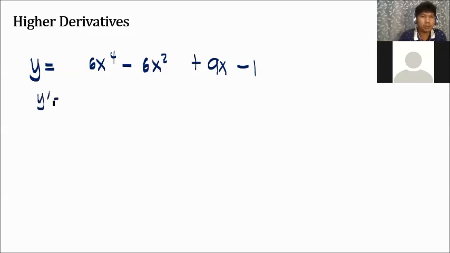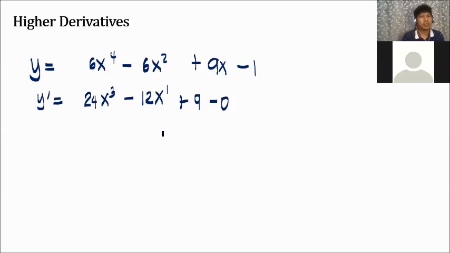Y prime is equal to, because this is 6, this is 4, that is 24x raised to 3 minus, this is 6, that is 2, that is 12x raised to 1 plus, this is 9, right? 9x, so that's just 9 minus 0. Okay? Then y double prime, so second derivative. This is the first derivative. We will try to get the derivative until it gets 0.